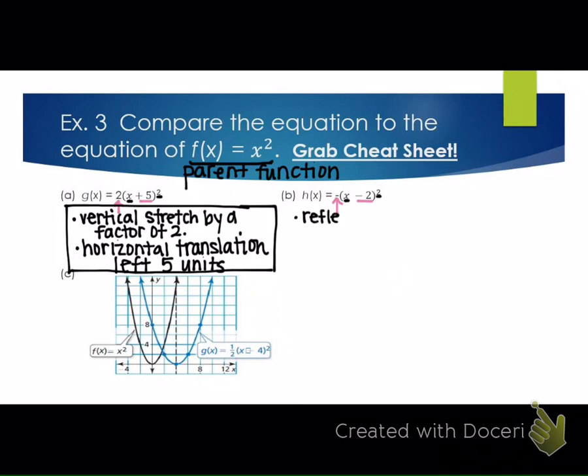But are they changing the sign of f of x or just x? This one's f of x also, because it's outside the parentheses. So if they've changed f of x, it's a reflection across which axis? The x-axis. Very good. All right, now they're subtracting 2.